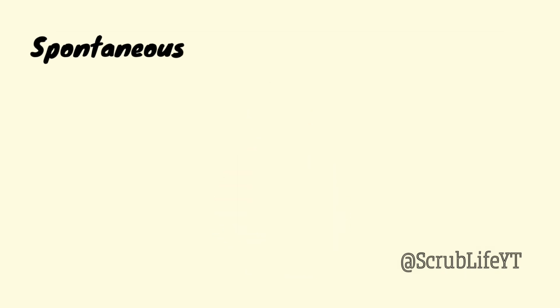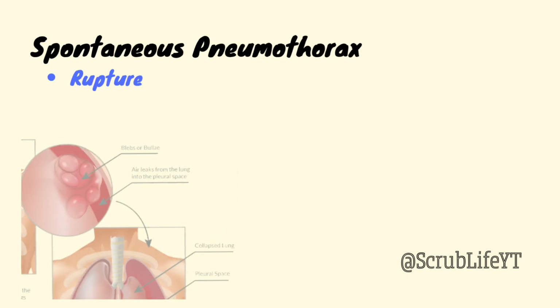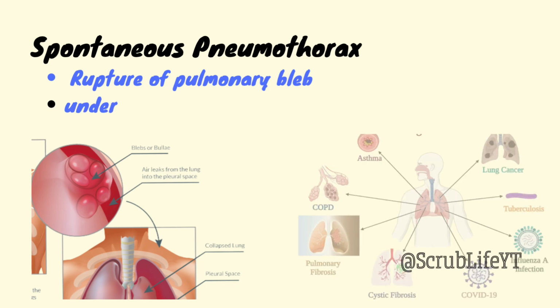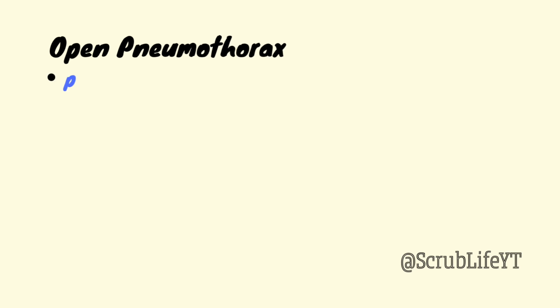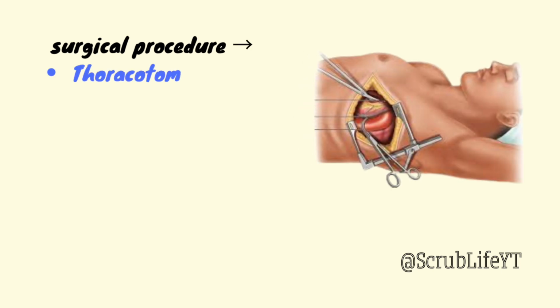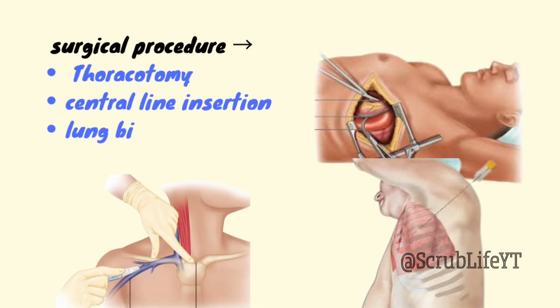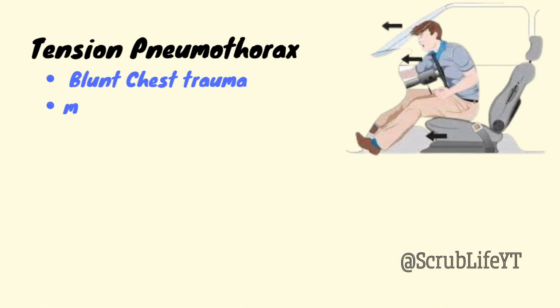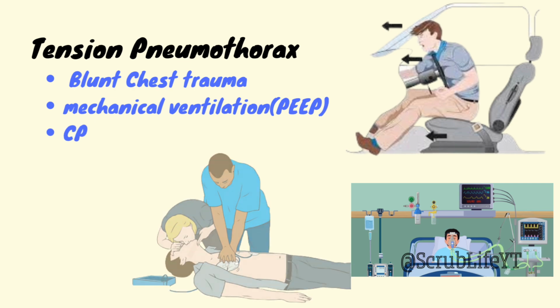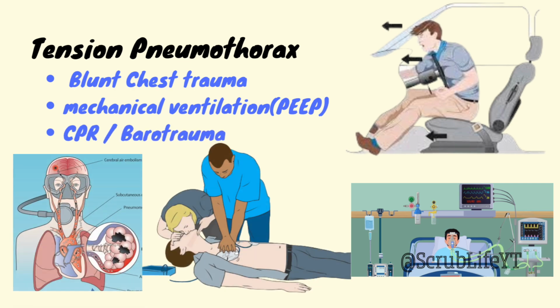First is spontaneous pneumothorax. It is primarily caused due to rupture of pulmonary blebs, and secondarily due to underlying lung diseases that weaken the alveoli. Open pneumothorax is caused by penetrating chest injuries like gunshot, stabbing with a knife etc., or surgical procedures like thoracotomy, central line insertion, lung biopsy, chest tube removal etc. Tension pneumothorax is caused by blunt chest trauma or mechanical ventilation with PEEP, CPR, or barotrauma.